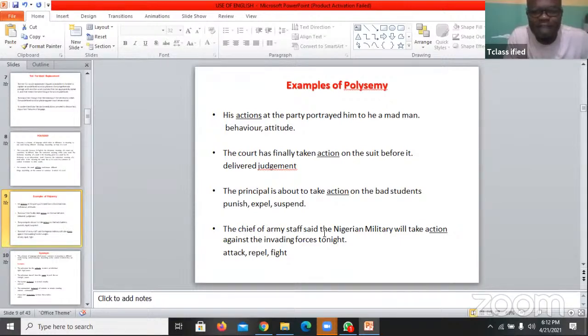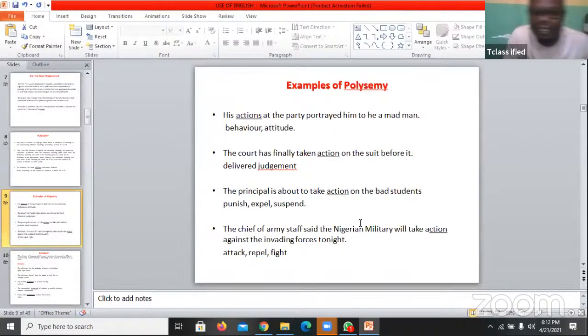The Chief of Army Staff said that the Nigerian military will take action against the invading forces tonight. So in this type of action, it simply means attack or fight. So you can see that action can actually mean different things on different occasions.